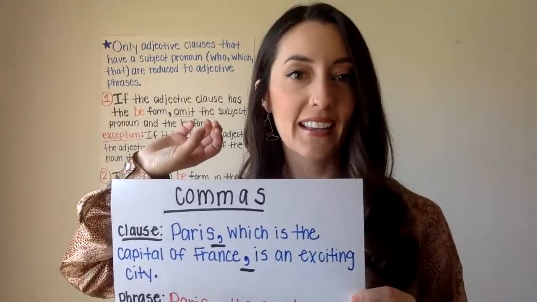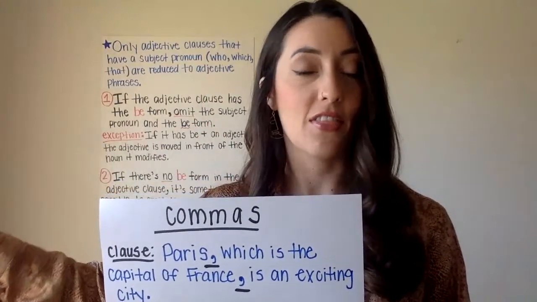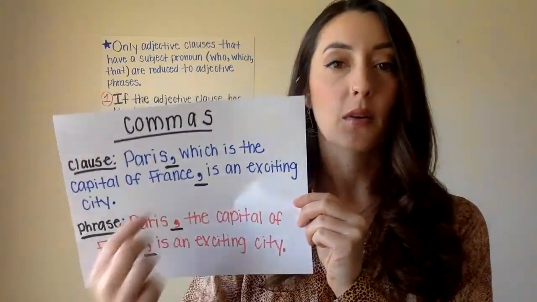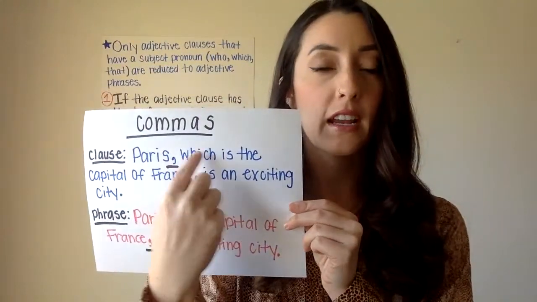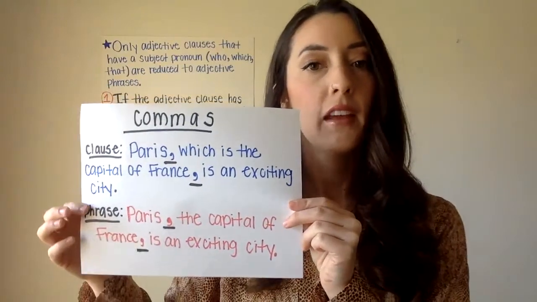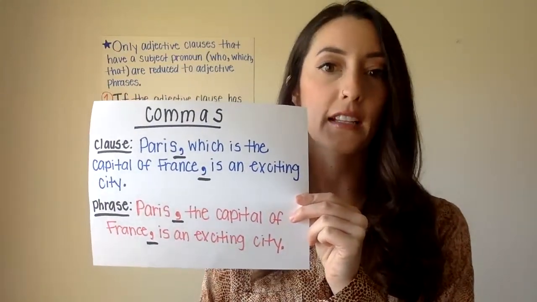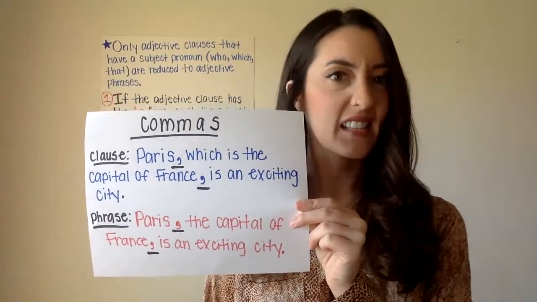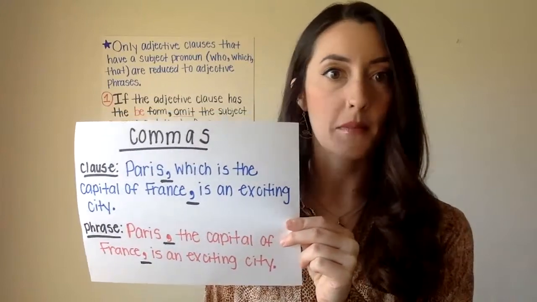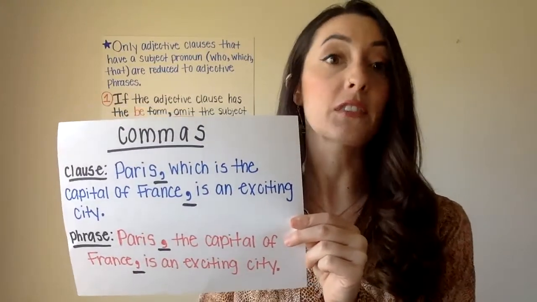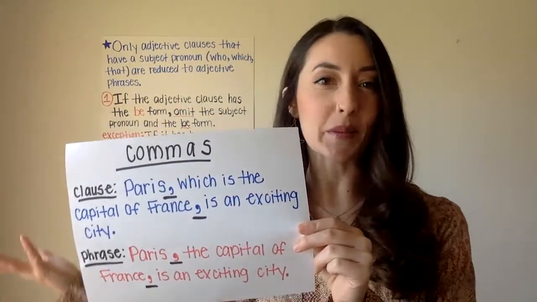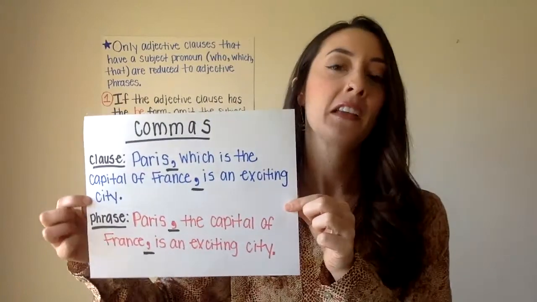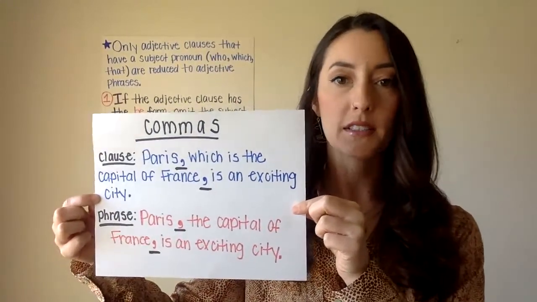I can throw away the subject pronoun and the verb form of be, right? So to make this a phrase, we're getting rid of our subject pronoun and the verb be. Get rid of that. Paris, comma, the capital of France, comma, is an exciting city. Okay? That's it. Super easy. Just make sure you keep your commas if you do see them in the sentence. Of course, if you're writing. If you're speaking, we don't speak with commas. You don't have to say comma in your sentence if you're talking. But if you're writing, you need to keep your commas. All right?